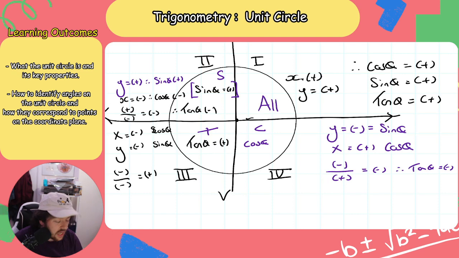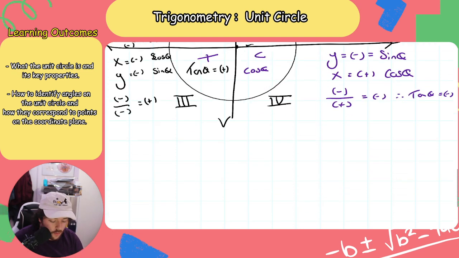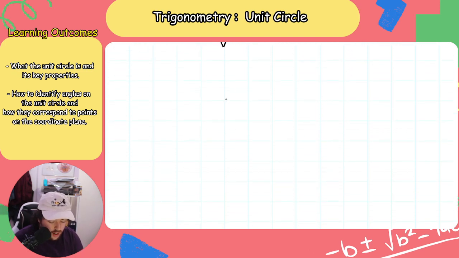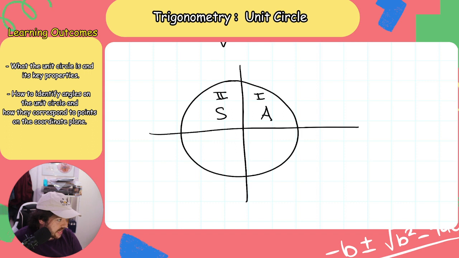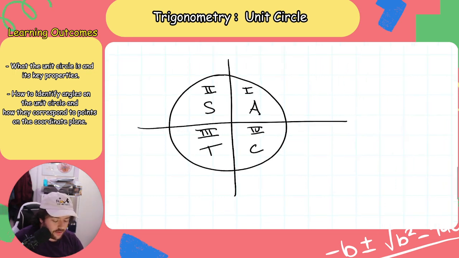Or to note that was C. So that is a very important property to learn about now. That is called our CAST circle. All are positive in the first quadrant. Sine is positive in the second quadrant. Tan is positive in the third quadrant. And only cos is positive in the fourth quadrant.